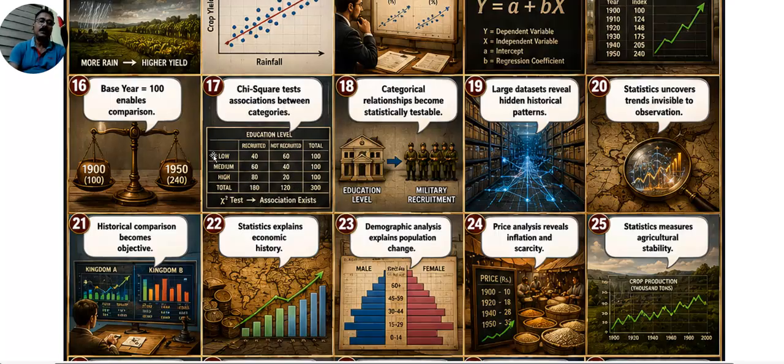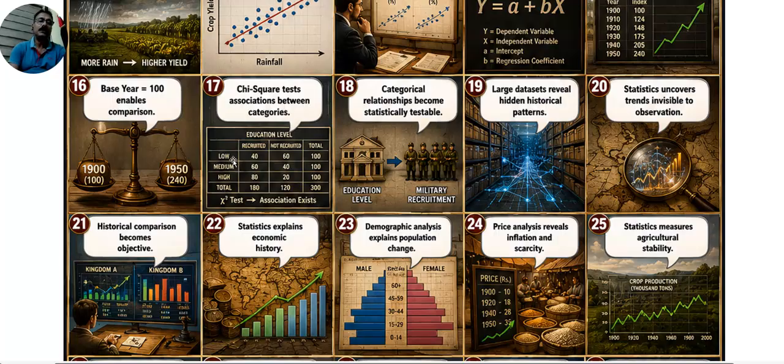At this moment, just have a look: the two variables are education level and recruited or not recruited. Quantitative values we cannot use here, so we need to convert it to recruited yes or no. And here it is low, medium, high. That means education level is divided into 3 parts.